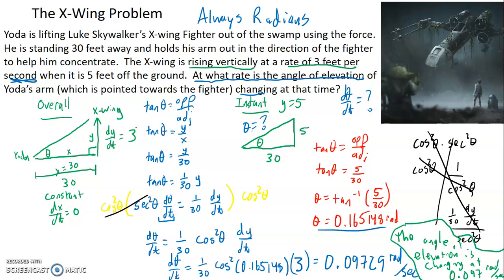So on a lot of these problems, you're going to have to think about the picture twice. Once while it's changing, and then once at the instant that you're looking at. Because a lot of times you'll need to find one of the values by looking at that instant. But then you need to think about the overall picture when the variables are still changing. This is the one you want to use when you're doing your calculus and you actually take the derivative.